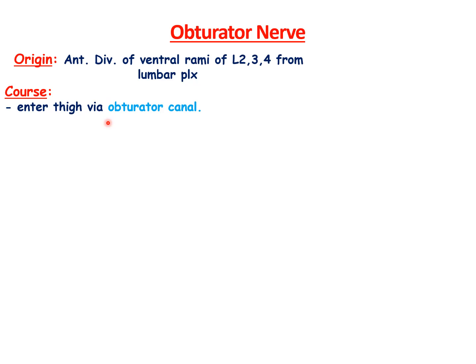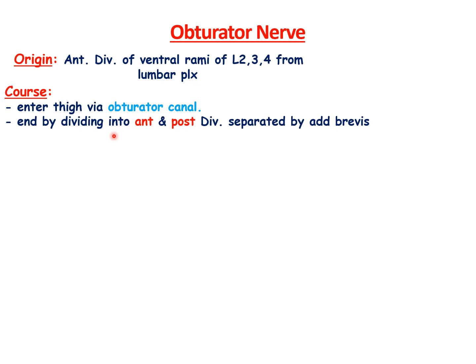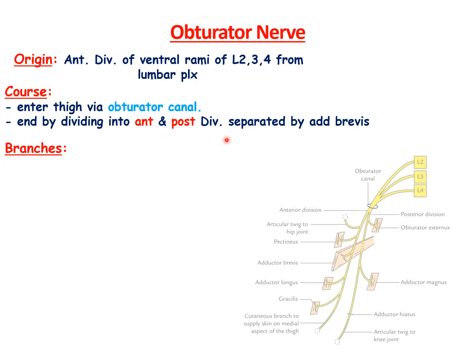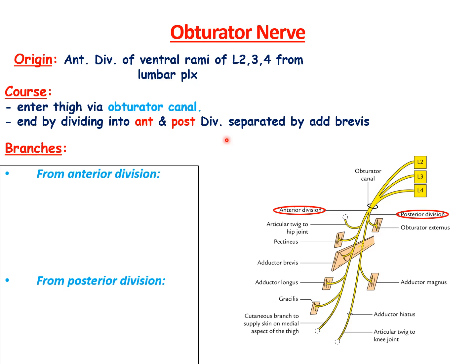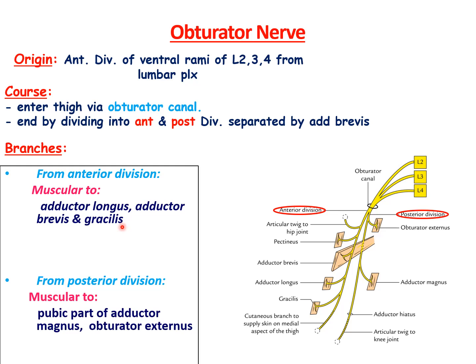It enters the thigh through the obturator canal and ends by dividing into anterior and posterior divisions. Both are separated by adductor brevis. So the branches we have are from the anterior division or from the posterior division. From the anterior division you have muscular branches to adductor longus, brevis, and gracilis, while from the posterior division you have muscular branches to the pubic part of adductor magnus, as its ischial part is supplied by the sciatic, and also to another muscle which is called obturator externus.